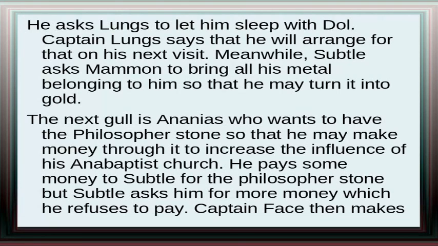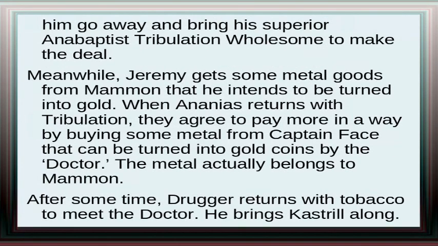The next girl is Ananias, who wants to have the Philosopher's Stone so that he may make money to increase the influence of his Anabaptist church. He pays some money to Subtle for the Philosopher's Stone, but Subtle asks him for more money, which he refuses to pay. Captain Face then makes him go away and bring his superior Anabaptist, Tribulation Wholesome, to make the deal. Meanwhile, Jeremy gets some metal goods from Mammon and he intends to be turned into gold.